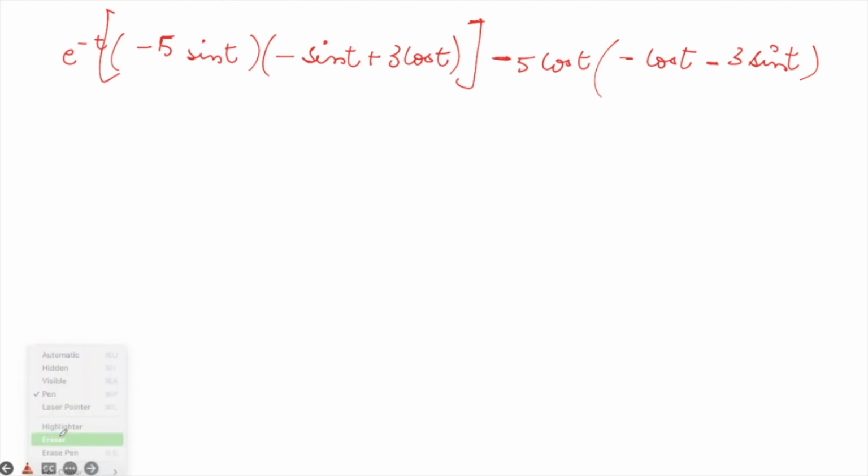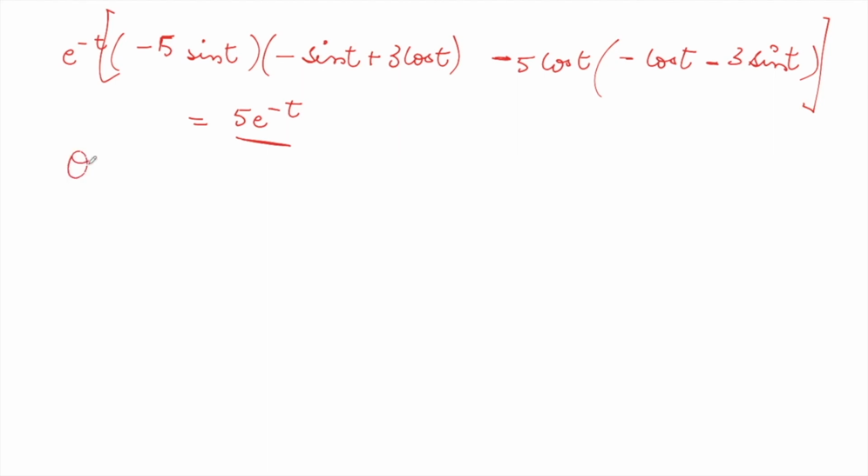So, when I solve all of this, what will happen? The answer will be 5 e to the power minus t. Now we can simply see that this value does not depend upon any theta, correct? And as e to the power minus t cannot be equal to 0, so we can say that this whole thing cannot be equal to 0, correct?